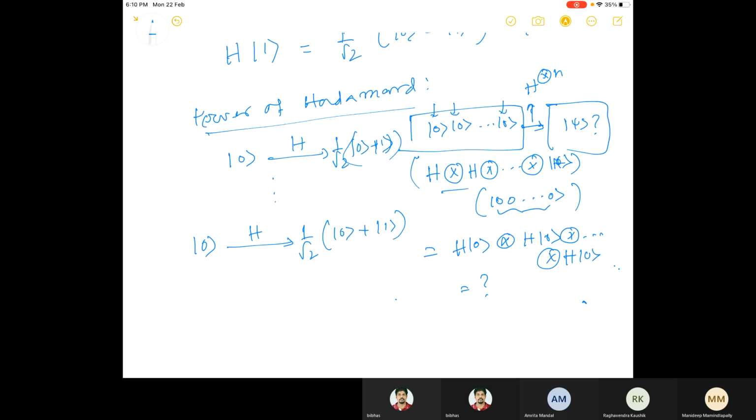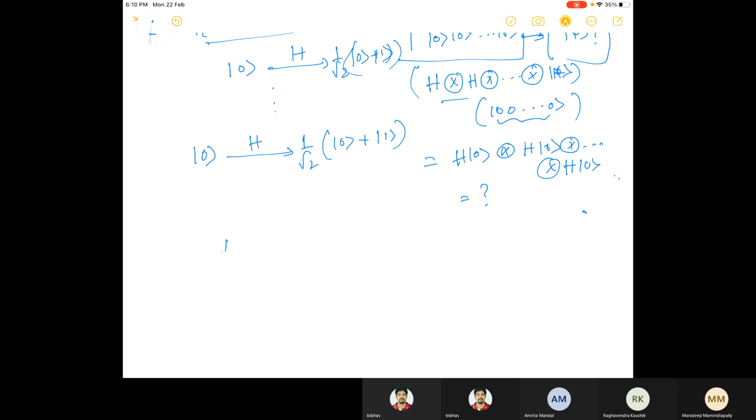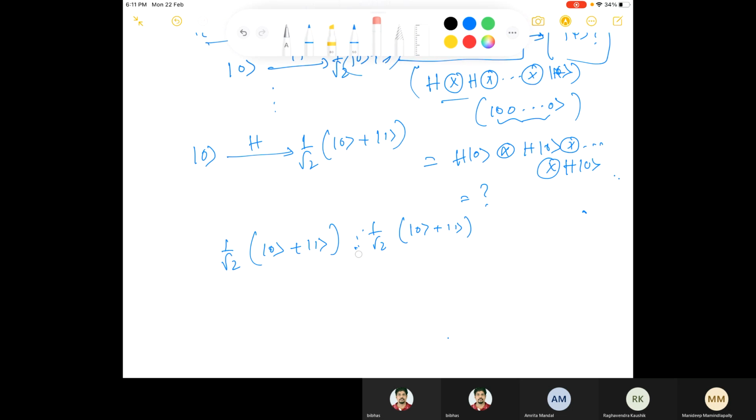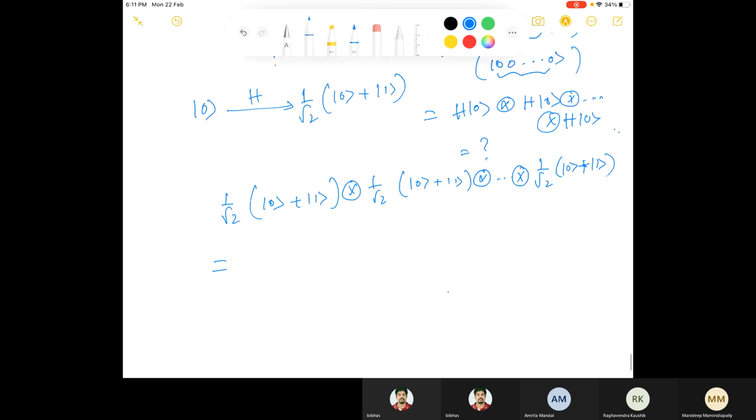Now, what do we have on the right hand side? What is the output? The output is 1 by root 2, 0 plus 1, again 1 by root 2, 0 plus 1. This is a tensor product, by the way. Let me write it as a tensor product like this, and it goes on up to the last 1 by root 2, 0 plus 1. Now, who can tell me, if I do this tensor product, what do I get?